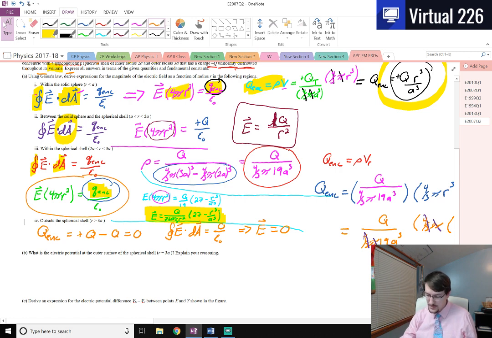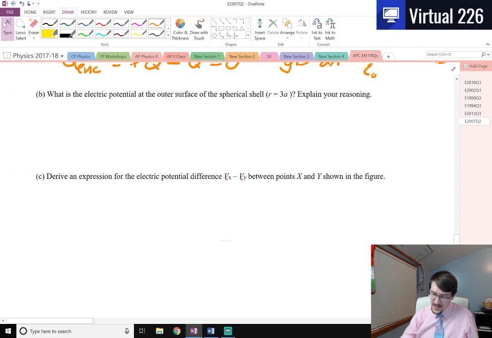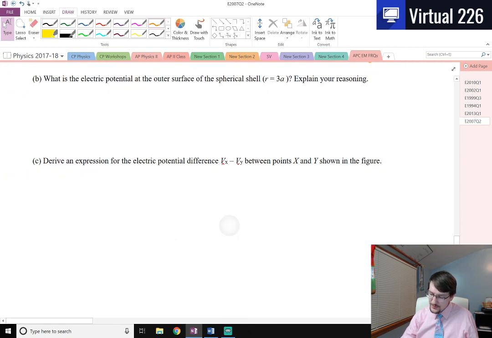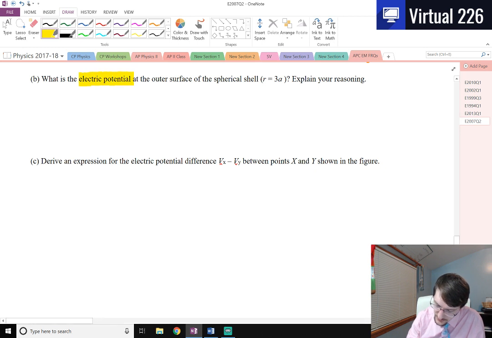Whew. Still going. Still going strong. What are the electric potentials at the outer surface of the spherical shell at r equals 3a? Explain your reasoning. Well, this is an electric potential. And another way we can say electric potential is a voltage V. And what we can remember are these two things.